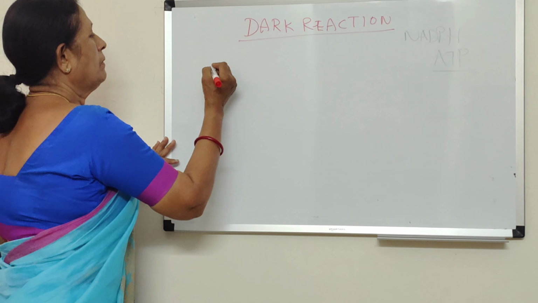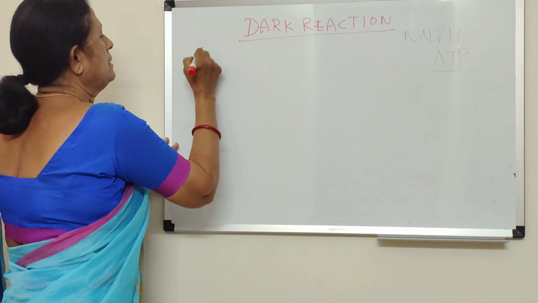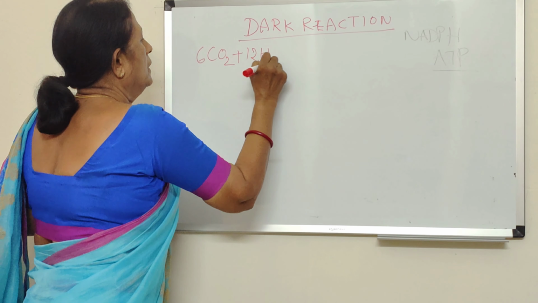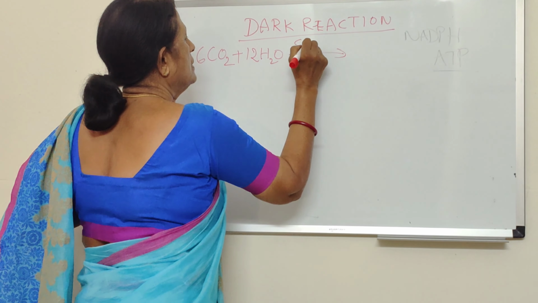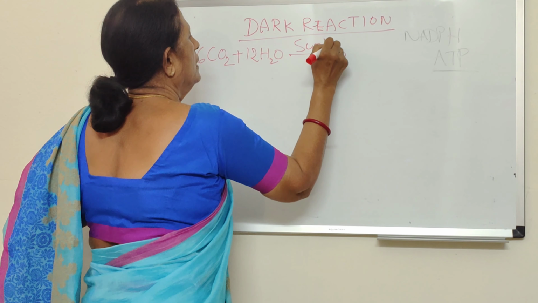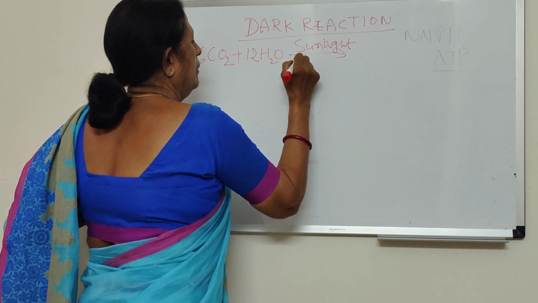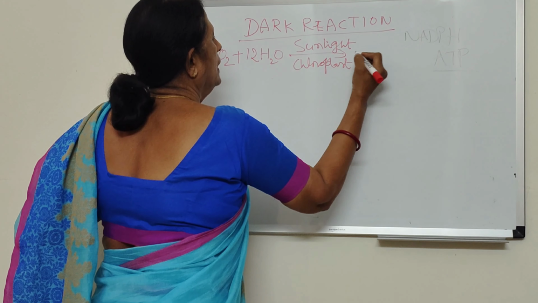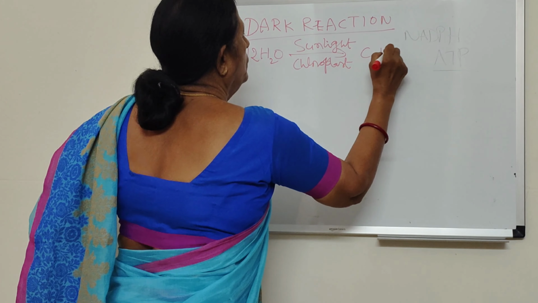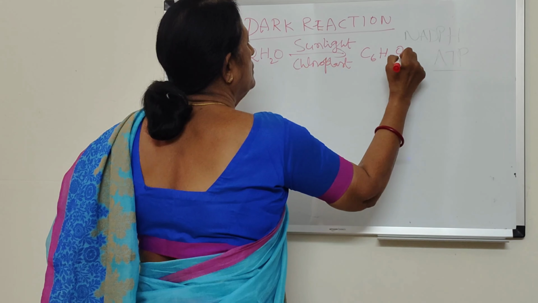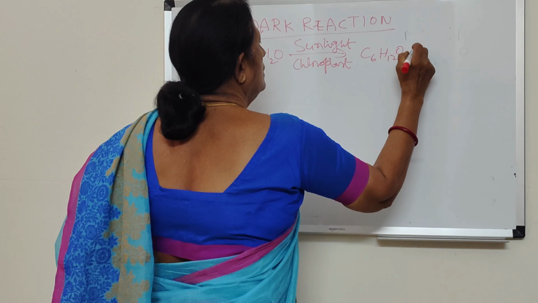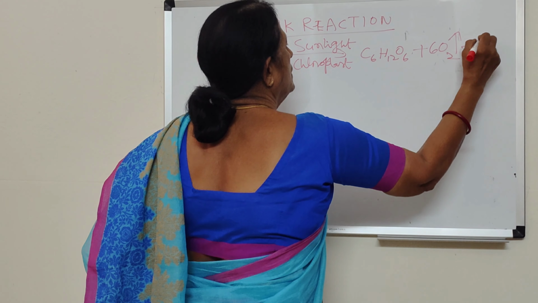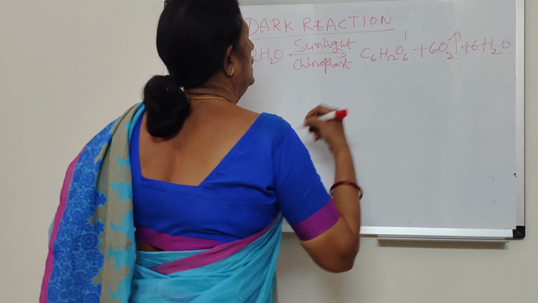So we have seen the equation for photosynthesis, that is 6CO2 plus 12H2O in the presence of sunlight and chloroplast gives rise to glucose, C6H12O6, plus 6O2 which is liberated into the atmosphere, plus 6H2O.